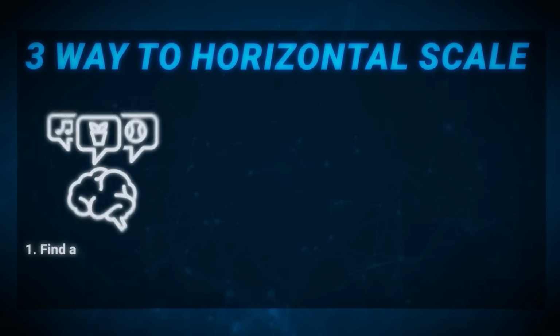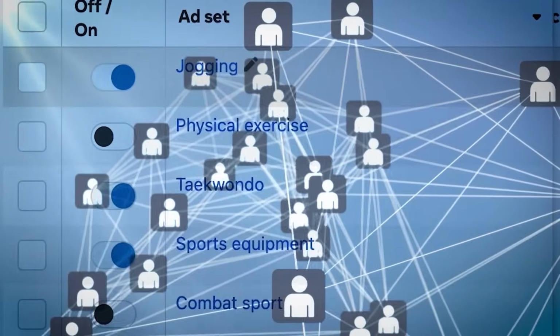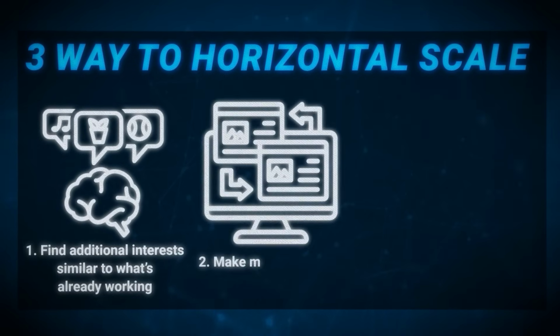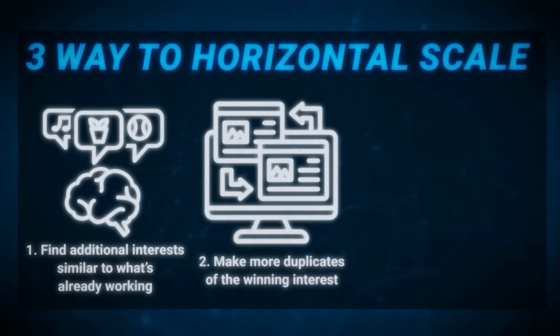And there's 3 ways that you can do horizontal scaling. The first one is by finding additional interests similar to the one that's already working. This ultimately just helps you discover new profitable audiences to expand your reach and increase sales, and do it based off of something that's already working. The second way is making more duplicates of the winning interest that is already working, keeping the same budget, and just continue to keep pushing towards that.